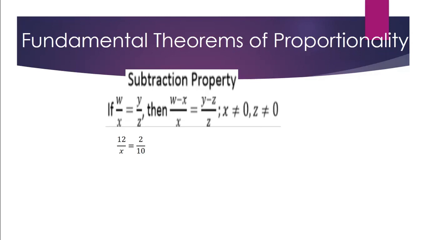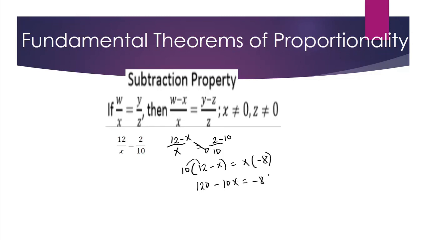And then lastly, we have the subtraction property. Ganun naman ang gagawin natin, but this time around, we are going to subtract our denominator. So if we have 12 over x, you are going to subtract the denominator, so you have minus x is equal to 2 over 10, subtract the denominator, so you have minus 10. Let us do cross multiplication. So we have 10 multiplied by 12 minus x is equal to x multiplied by 2 minus 10 is negative 8. Simplify, we have here 10 times 12, 120 minus, then we have here 10x is equal to x times negative 8, that is negative 8x.